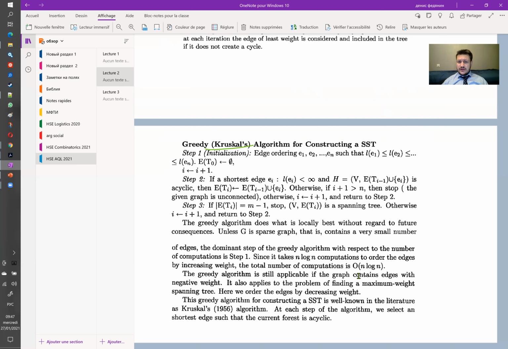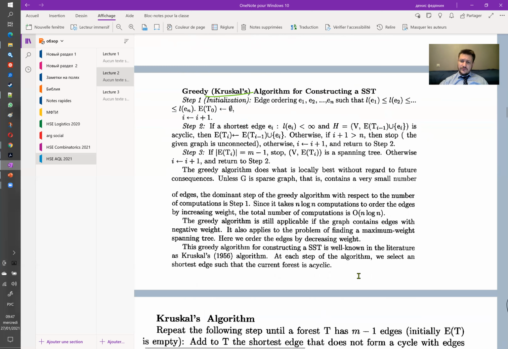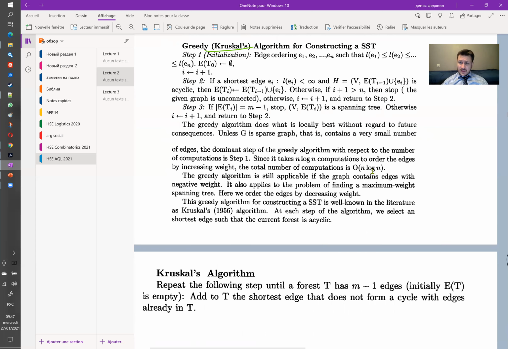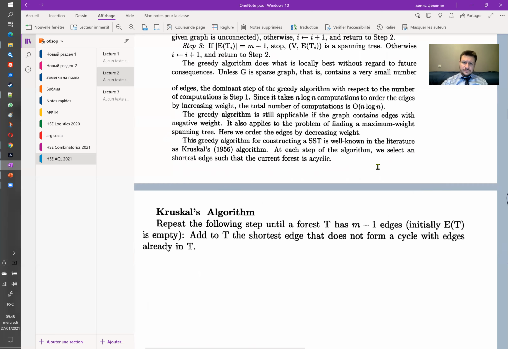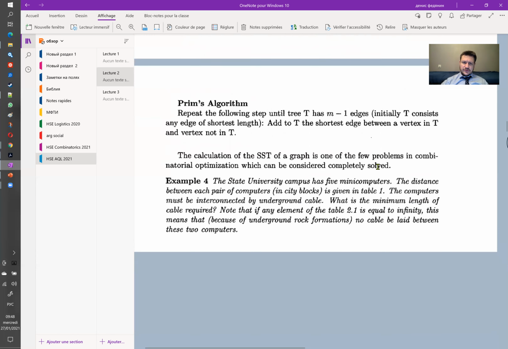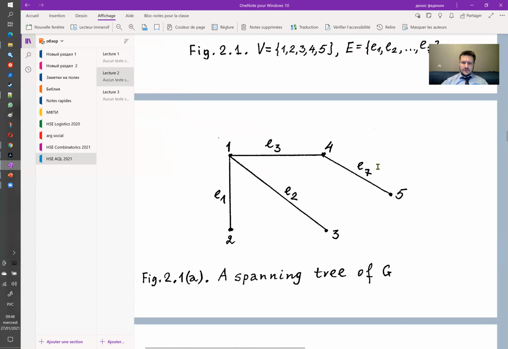And we know that its complexity is not NP-hard, so it's just n log n, as you can see here. So it's okay, because for 1,000, for example, we have n equals thousand, and the logarithm of 1,000 is just about 3 or something, so it's a very small constant, so it's okay. Okay, there is a description of Prim algorithm and Kruskal algorithm.